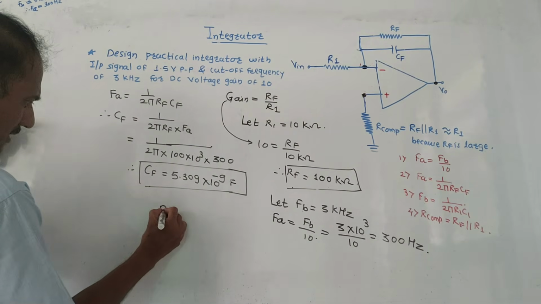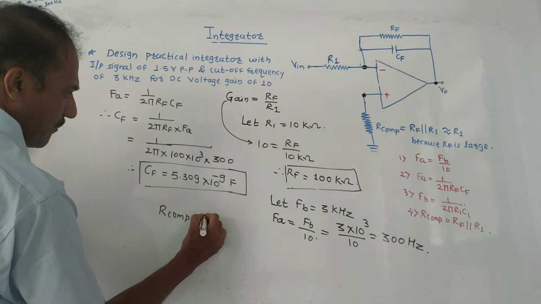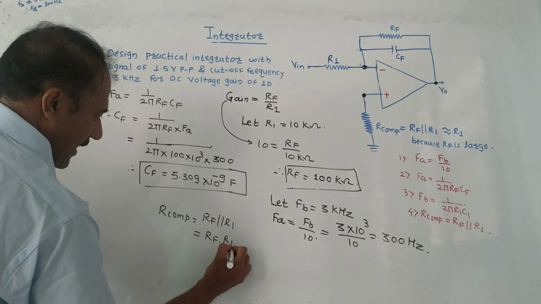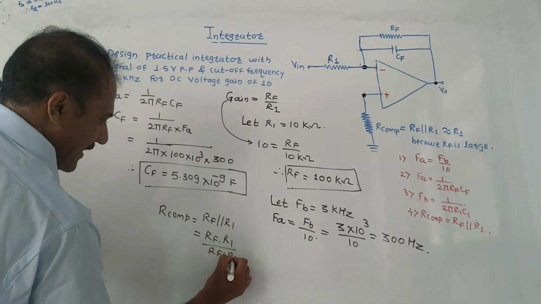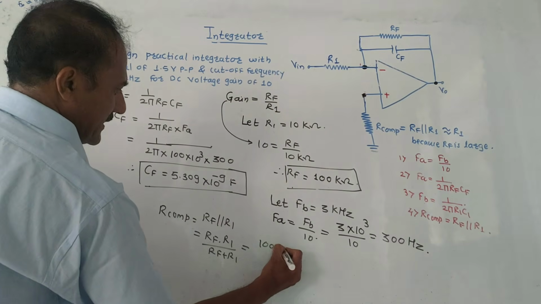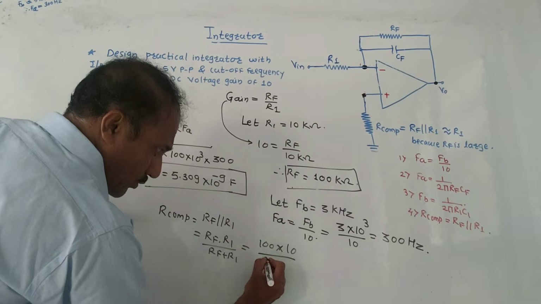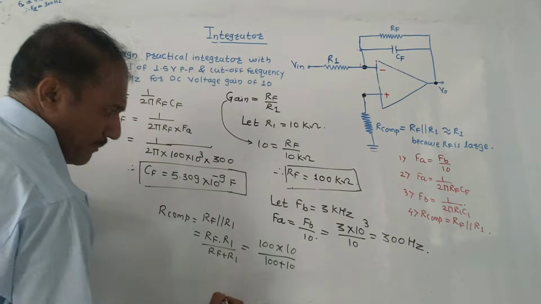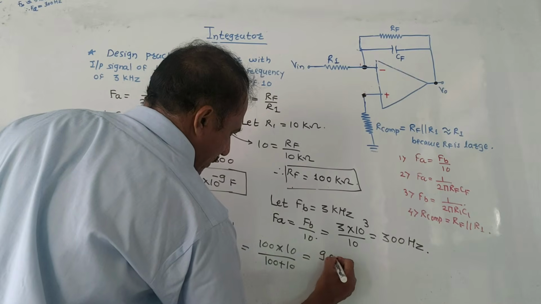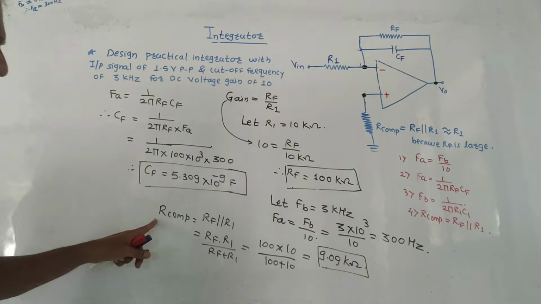Now the last calculation, R compensation. Look at this formula. R compensation is RF parallel R1, which is RF into R1 divided by RF plus R1. Put the values. RF is 100 into R1, R1 is 10. I am not making any conversion because both values are in kilo ohm, so the final answer will naturally be in kilo ohm. So 100 plus 10, so this is 1000 upon 110. That is 9.09 kilo ohm. This is the answer of R compensation.